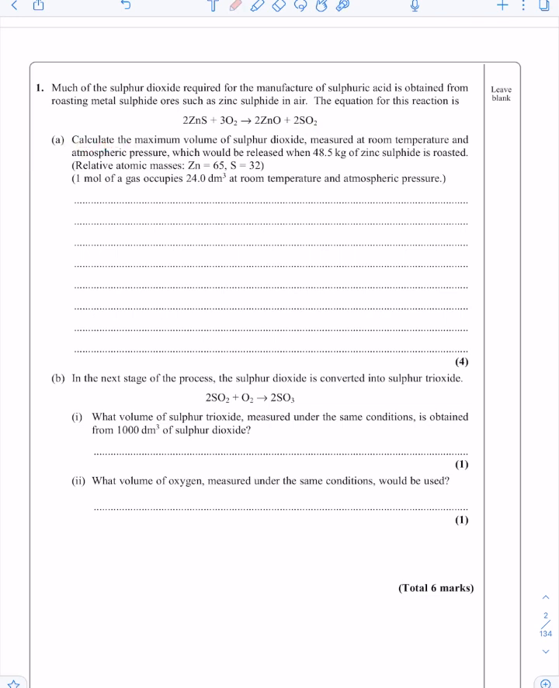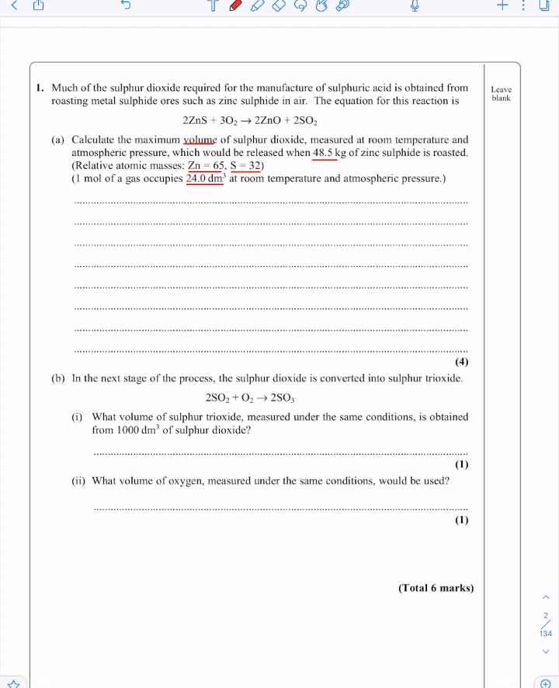Calculate the maximum volume of sulfur dioxide at room temperature and pressure which would be released when 48.5 kg of zinc sulfide is roasted, given that the relative atomic mass of zinc is equal to 65 and sulfur is equal to 32, and 1 mole of gas occupies 24 cubic decimeter at room temperature and atmospheric pressure.